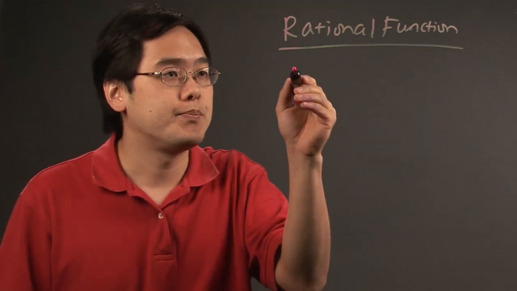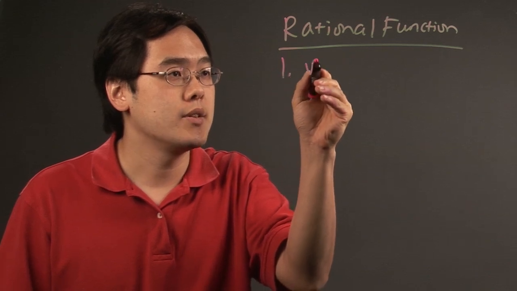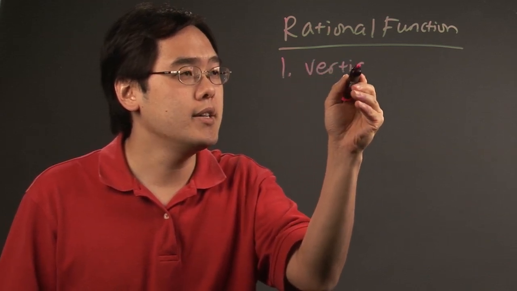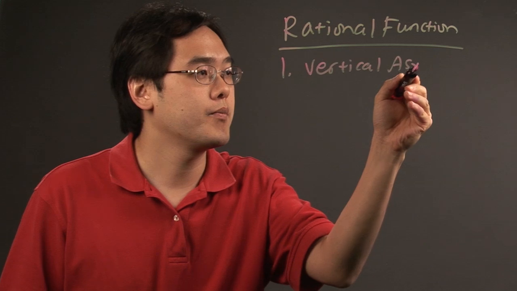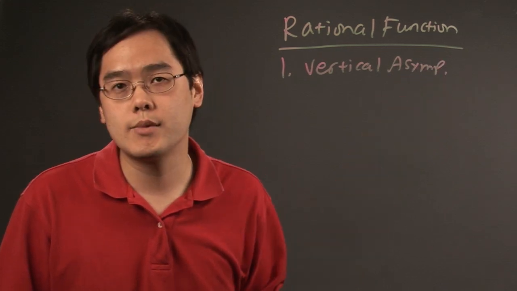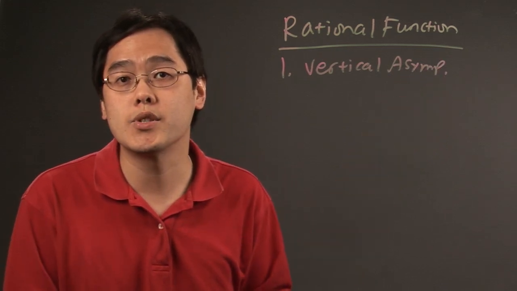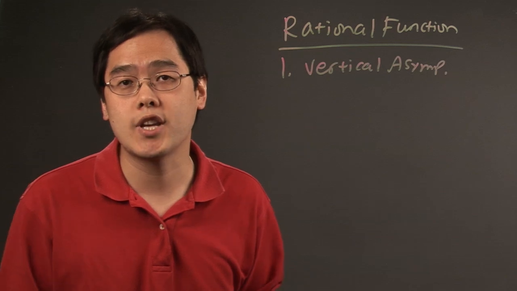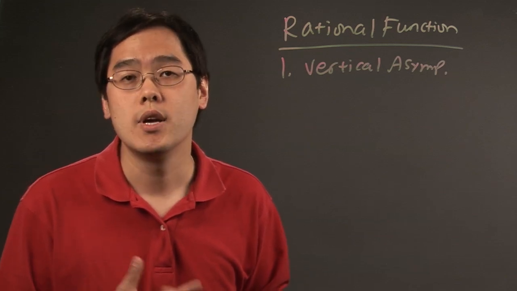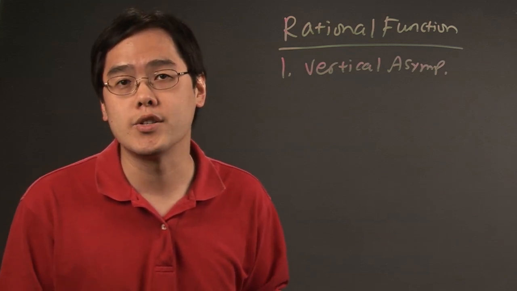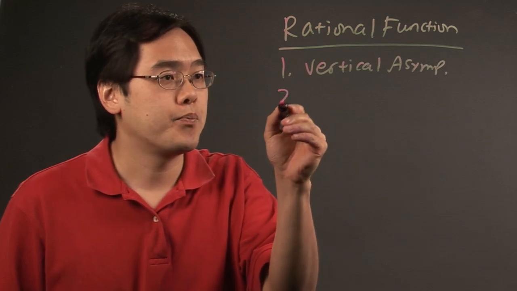Now, first, you want to address and find if there are any vertical asymptotes. Now, vertical asymptotes can be found by setting the denominator equal to 0, but making sure that the values that you get make only the denominator 0. Values that make the numerator 0 don't really count.